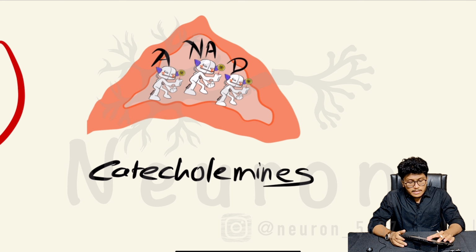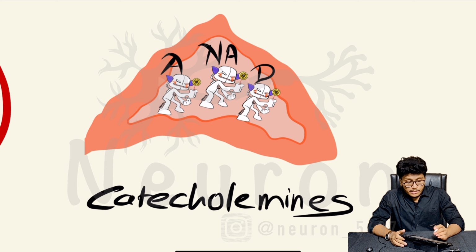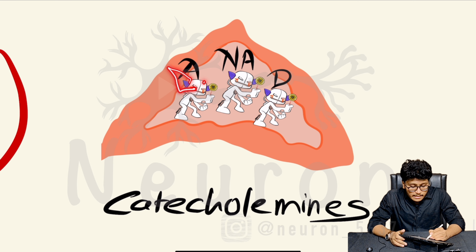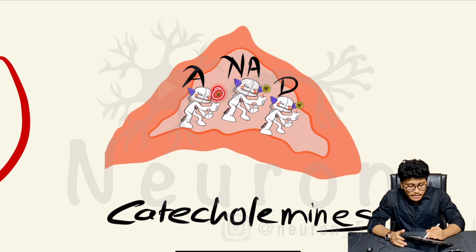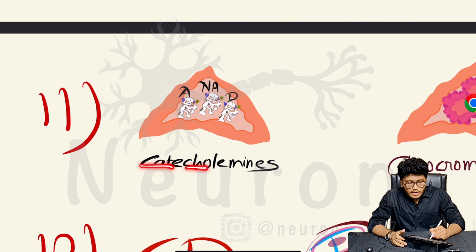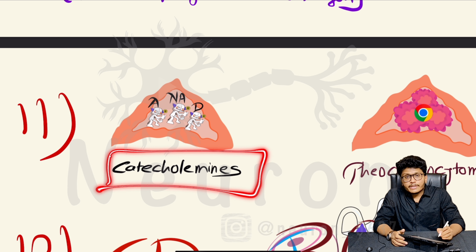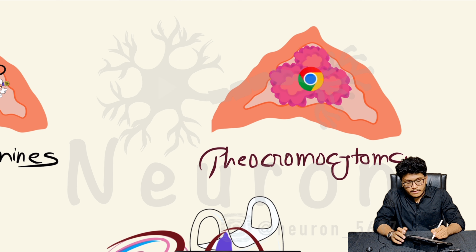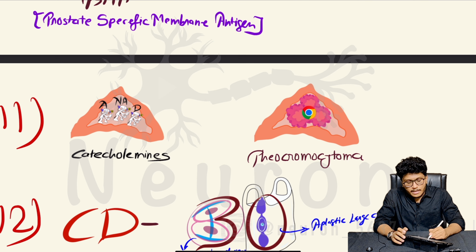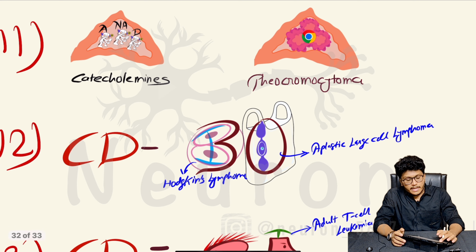So this is Ecco from Ben 10. But Ecco has cat-like ears here and is holding a lemon. So you can remember catecholamines. Catecholamines are secreted from the adrenal gland, and in pheochromocytoma the tumor marker will be catecholamines. Now let's move to the next tumor marker.